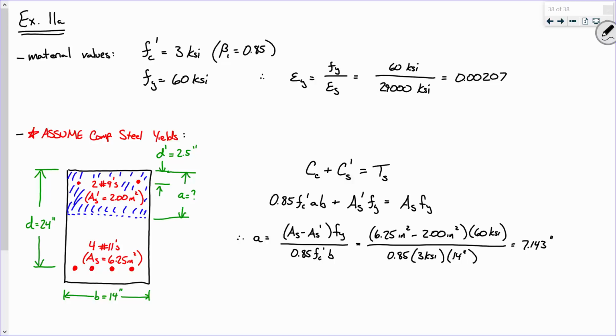Okay. Let's calculate a little c right now and just say c is a over beta 1, which is 7.143 divided by 0.85, and get what? 8.403. Okay. Is everybody okay with this so far? Everybody happy so far? Okay.